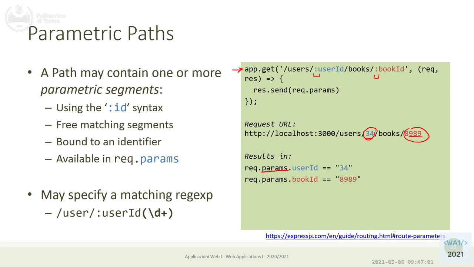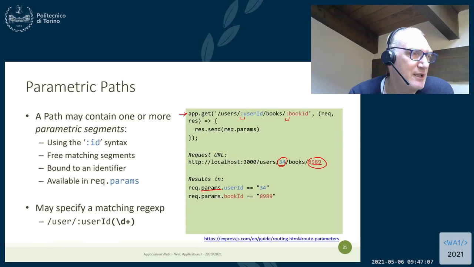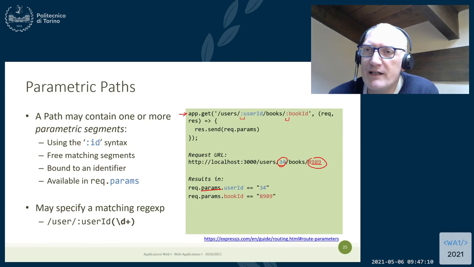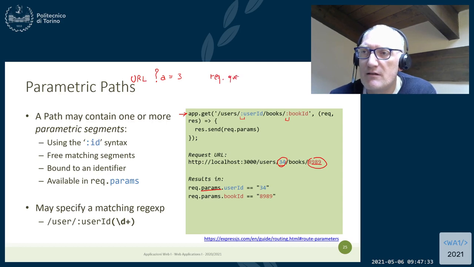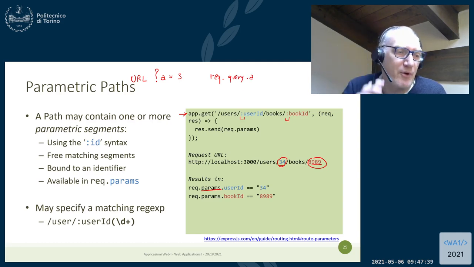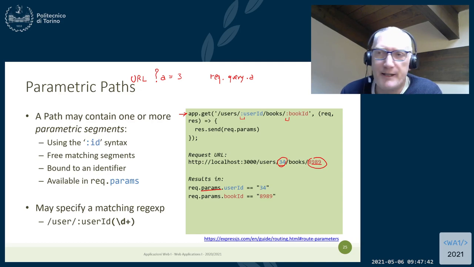So we have three ways of specifying some information when we are doing a call. One is encoding it in the URL: question mark a equal to 3. This information will be available in request.query.a. Inside the query property, we have all the parameters that we have in the URL.